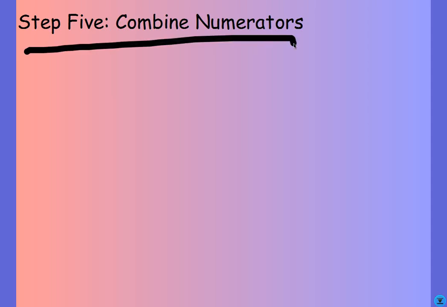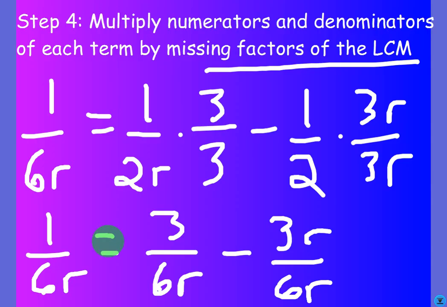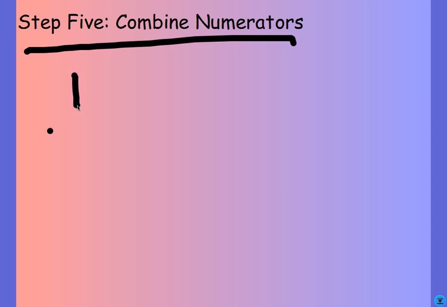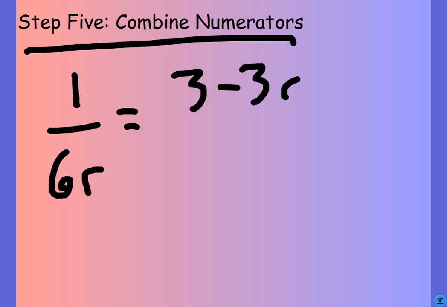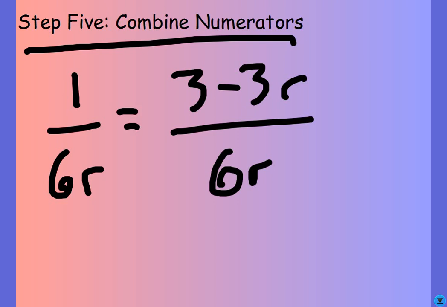Okay? So the way it works is, now that we have a common denominator, we're going to combine these two because they're on the same side of the equation. So we're going to have 1 over 6r equals 3 minus 3r over 6r. Okay? And again, the reason we can do that is because we found a common denominator.